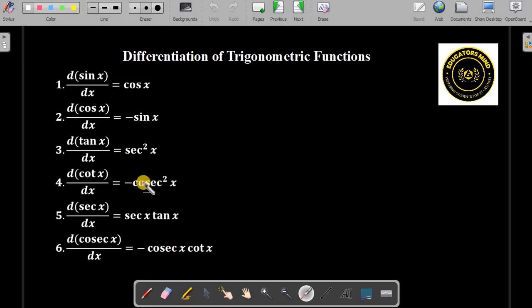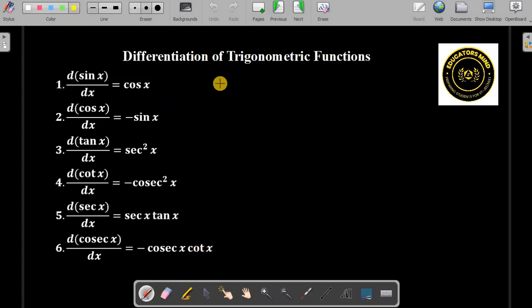So let's see first the trigonometric functions. What are the formulas? Differentiation of sin x is cos x, cos x is minus sin x, tan x is secant square x, cot x is minus cosecant square x, secant x is secant x tan x, cosecant x is minus cosecant x cot x. Okay, this you have to remember.